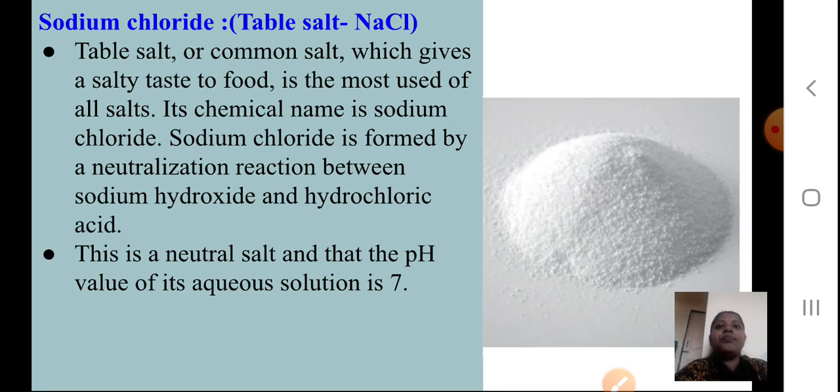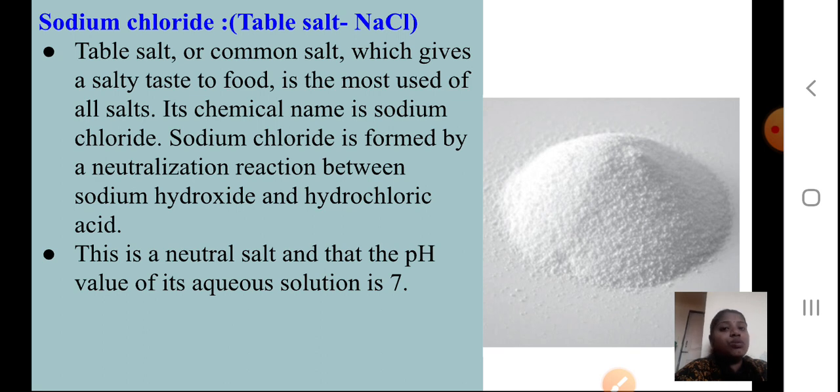Okay, we'll proceed. First salt we are going to see, students, is sodium chloride. Now what is this sodium chloride? Now see, this is the neutral salt. As I told you, most of the salts you will see are neutral. Table salt or common salt, which gives a salty taste to food, is the most used of all these salts. Yes, we are using this common salt each and every day. Yes or no? Without it, will you be able to prepare your food? No, you need taste, right?